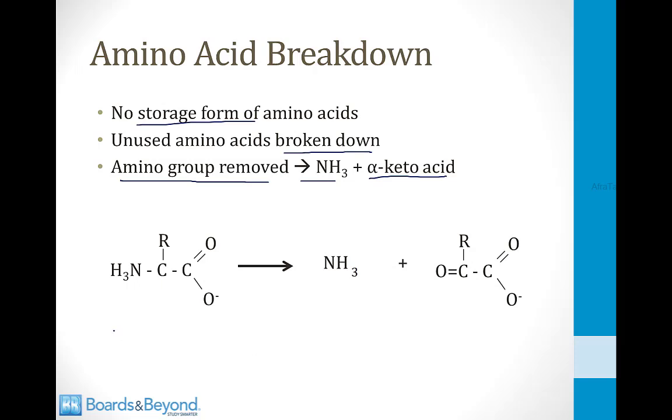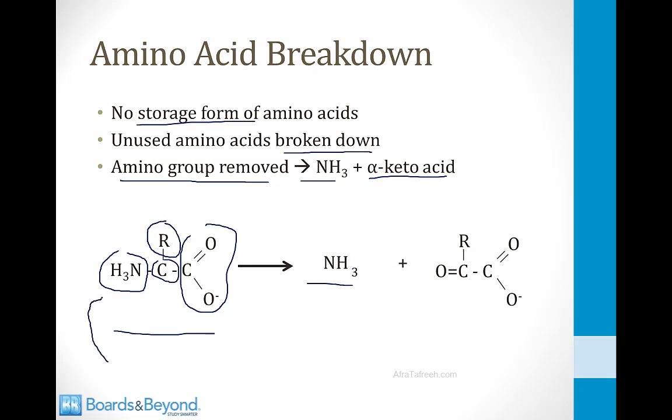If we look at the left side of the screen here at the bottom, this is the generic structure of an amino acid. We have an amino group attached to an alpha carbon and then a carboxylic acid group, and there is a side chain that is different for each amino acid, represented by the R. This can be broken down into ammonia by removal of the amine group, and then we will have a structure called an alpha keto acid. This is called an alpha keto acid because there is a keto group attached to the alpha carbon, and then there is a carboxylic acid group here. And this is the generic way by which all amino acids are metabolized in cells in the body.